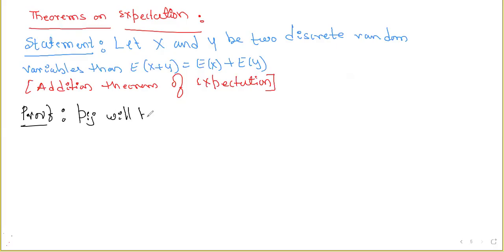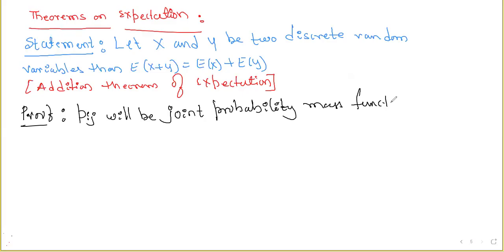Let Pij be the joint probability mass function, right? Already you know what we mean by the joint probability mass function.